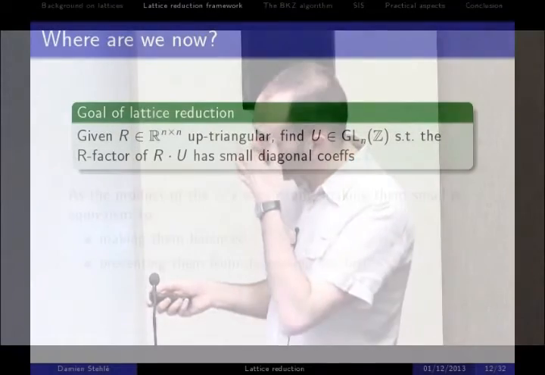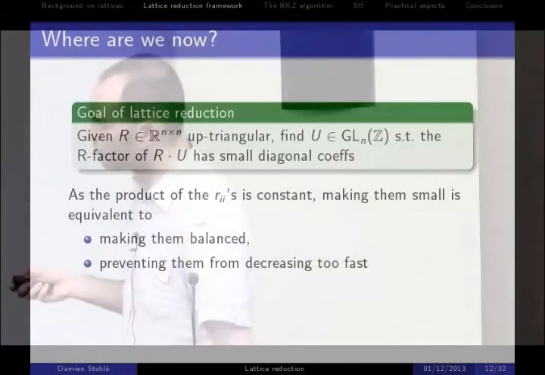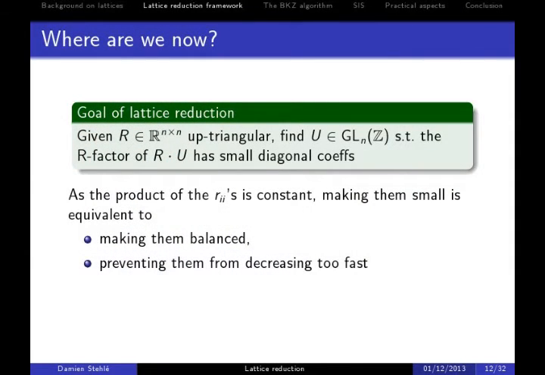Okay, so where are we? We have R, which is upper triangular, and we want to find U unimodular such that the R factor of RU has small diagonal coefficients. So now we look only at the diagonal because the rest we know how to deal with. And that's actually what is computationally hard. Make the diagonal of R small.